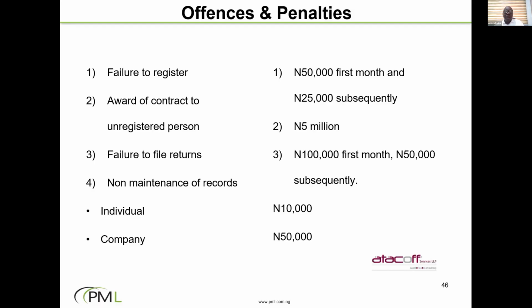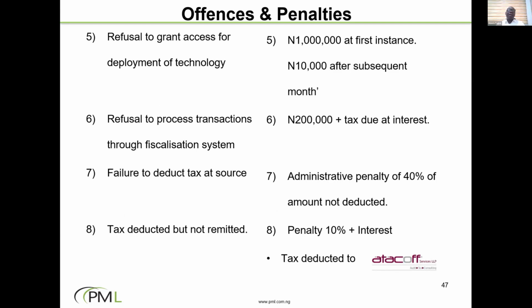Penalty for non-maintenance of records, individual or company. You know, a couple of taxpayers like say, no, we don't have record. Again, now it's a punishable offense. If you don't have record of what you have done on transaction as an individual, it's 10,000 naira. For company, 50,000 naira. If you refuse to grant access for deployment of technology, if LRS comes to your office or your location and they want to deploy technology, they want to deploy the e-invoicing, for example, and you said no, it's 1 million naira penalty, bam, and subsequently 10,000 naira.